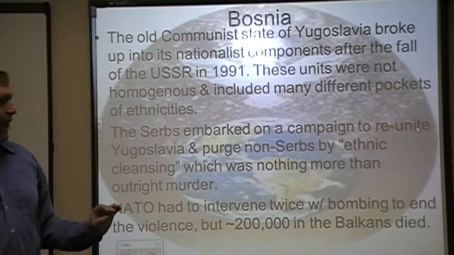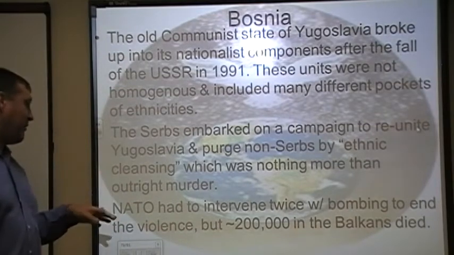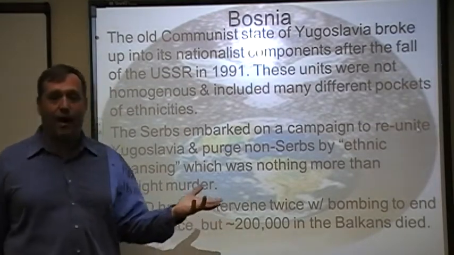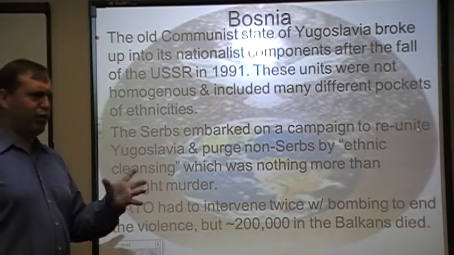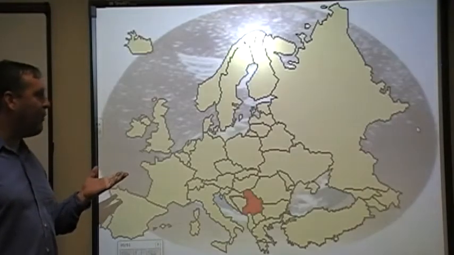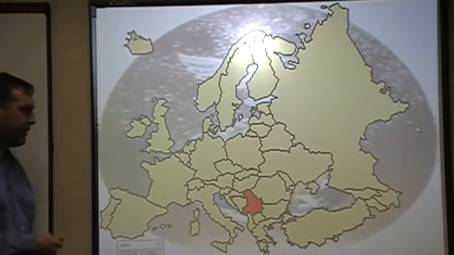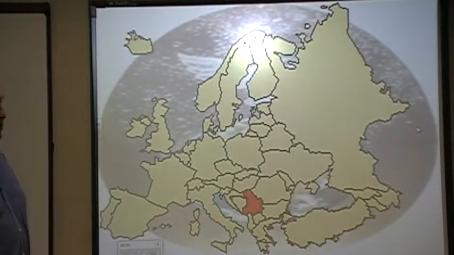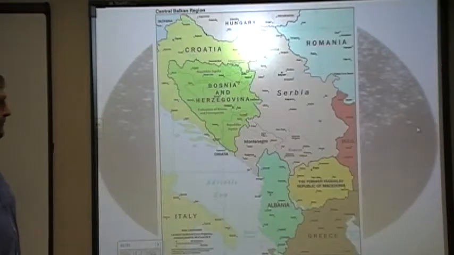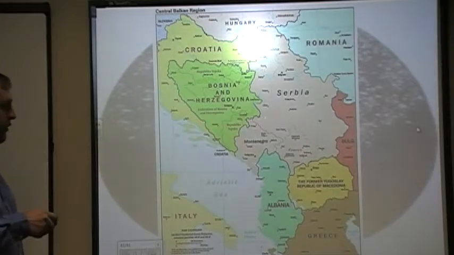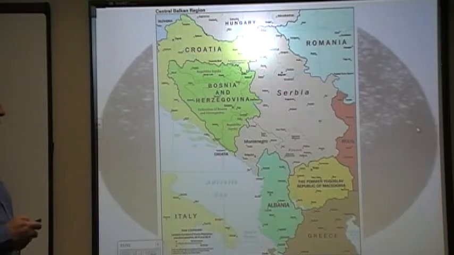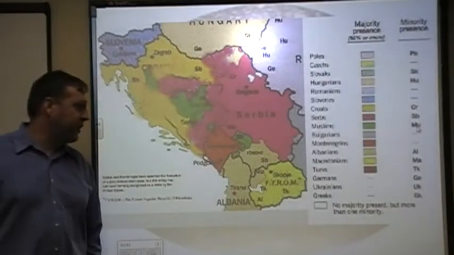Now NATO eventually is going to have to intervene twice with bombing to end the violence, but about 200,000 Balkan people died. It's ridiculously heinous how bad this kind of thing is going to be. So this is what we're going to be looking at here. It's a tiny little country. It's the rest of Europe. And the red spot is going to be one of our flashpoints in the Balkans. And you can see the map, the shatter belt of how it happens. You've got Croatia, Bosnia, Herzegovina, Serbia, Macedonia, and this kind of area. So this is what takes place there.